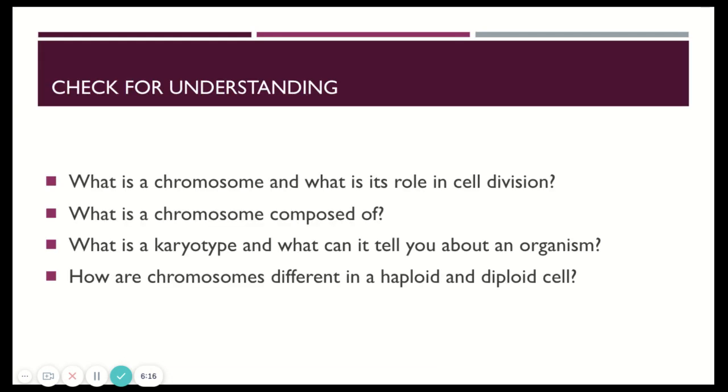So from this lesson, you should be able to tell me what a chromosome is and what its role is in cell division, what a chromosome is composed of, what a karyotype is and what it can tell you about an organism, and how chromosomes are different in a haploid and diploid cell. You can always use these slides for reference or this video. There is also an associated reading to go along with this.